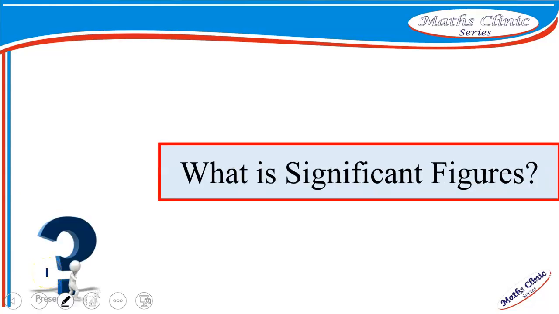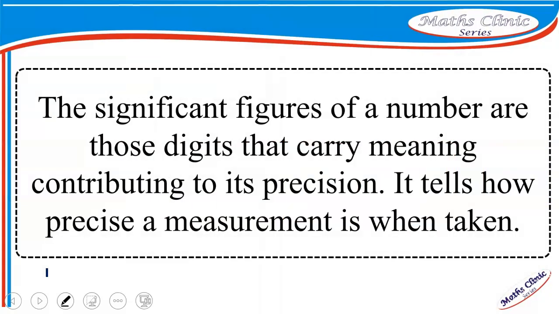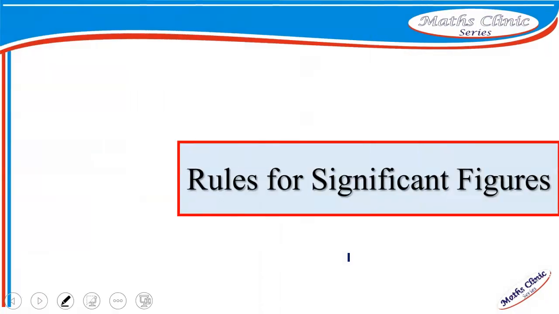So what is significant figures in the first place? In a simple definition, we'll say that the significant figures of a number are those digits that carry meaning, contributing to its precision. It tells how precise a measurement is when taken. And in most cases, significant figures are used during measurements. Now, let's look at some few rules that govern significant figures.